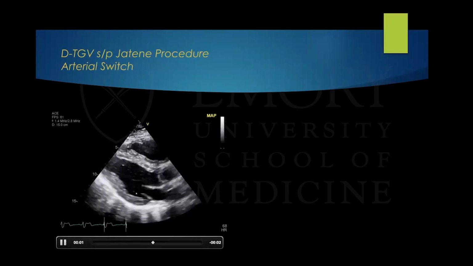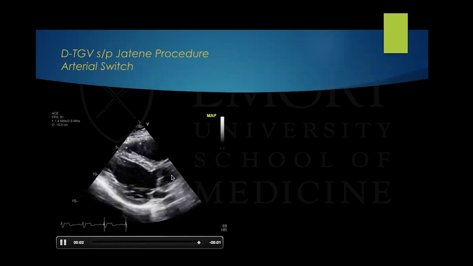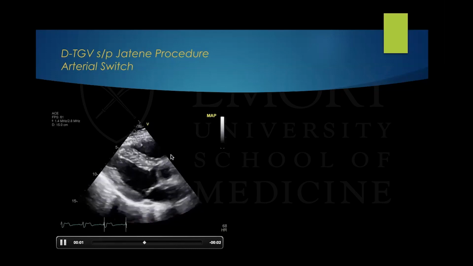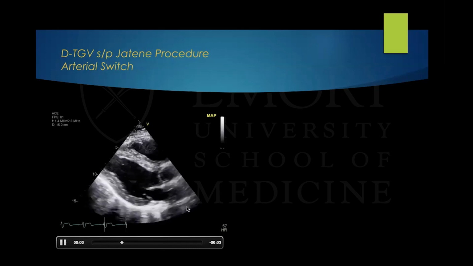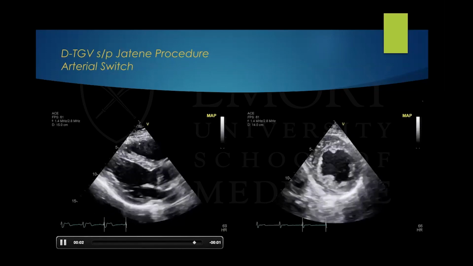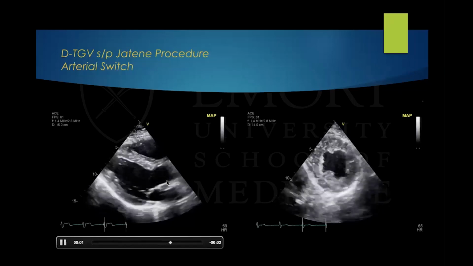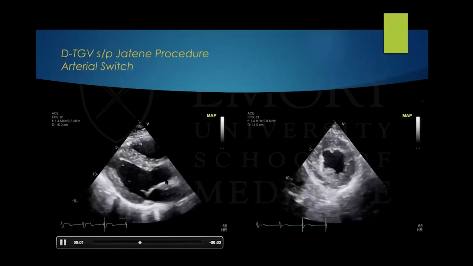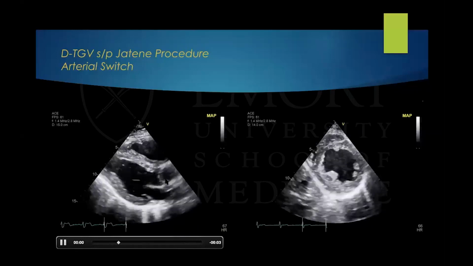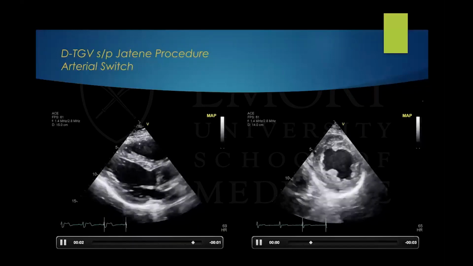The left ventricle now is going to lead the blood into this neo-aorta, and then the right ventricle is going to lead the blood to the neo-pulmonary artery. The caveat with this is that these vessels can have some insufficiency, and we'll see some examples of that.